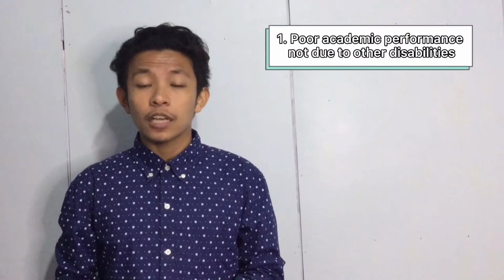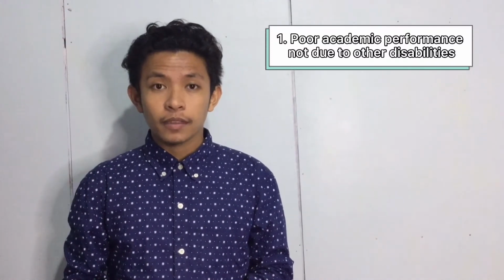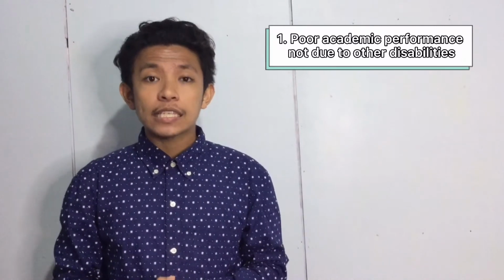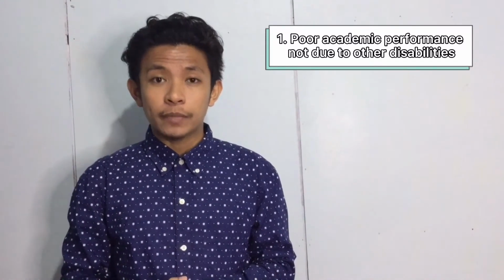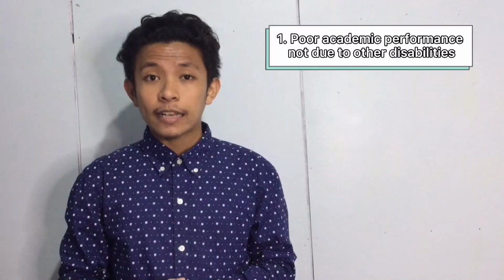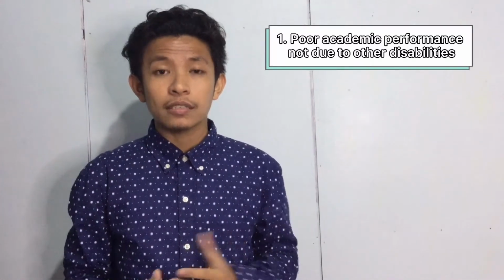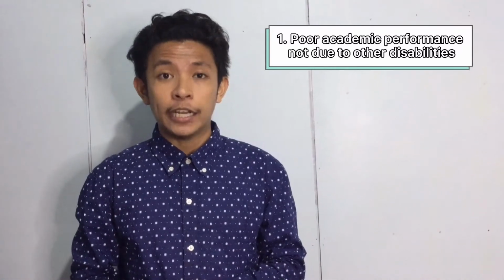Characteristic number 1. Poor academic performance not due to other disabilities. This indicates that although the student is physically normal, there is still poor academic performance. The plunging rate in class performance suggests that the student has emotional struggles that hinder the attainment of learning.